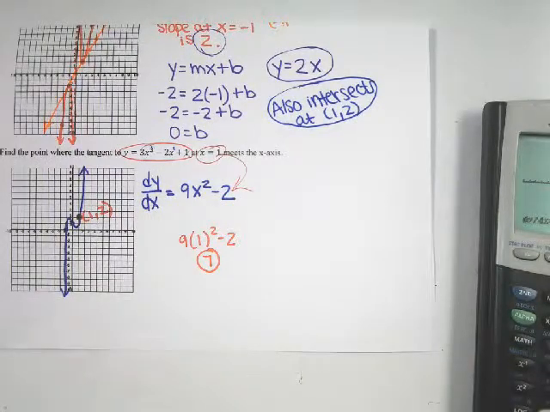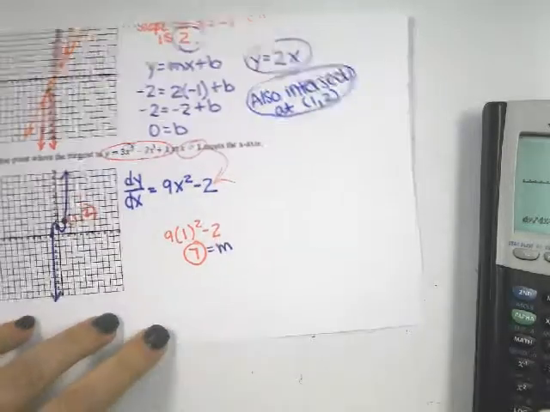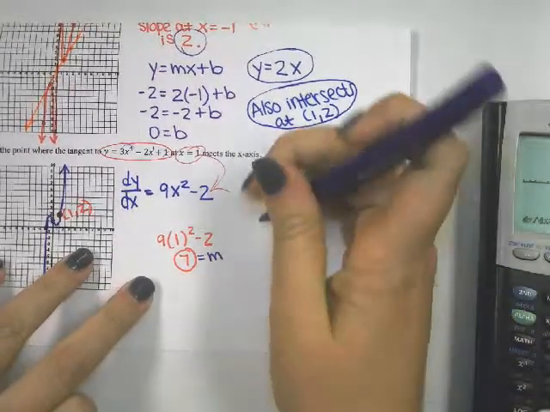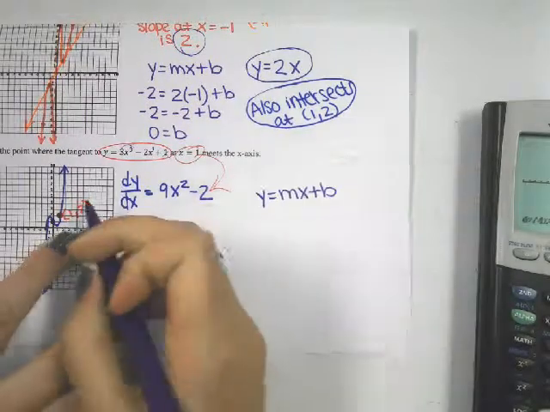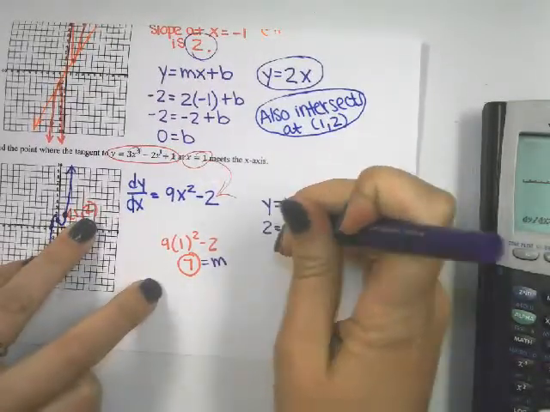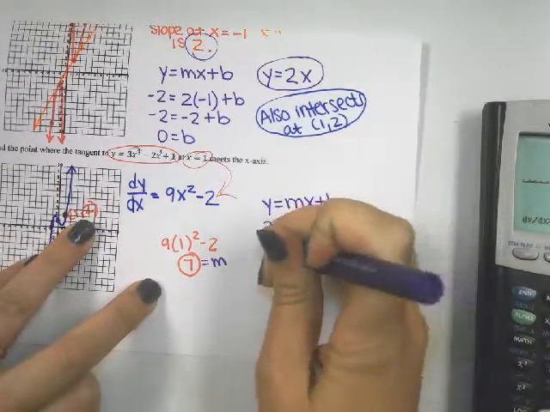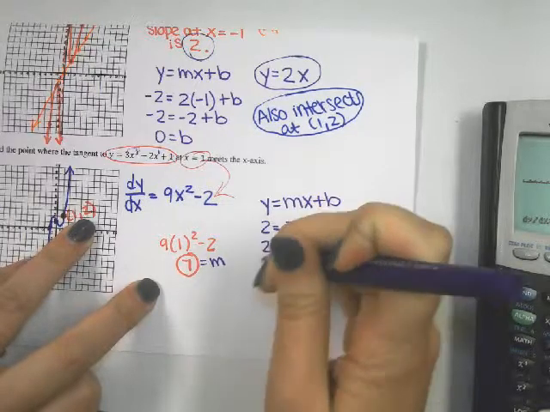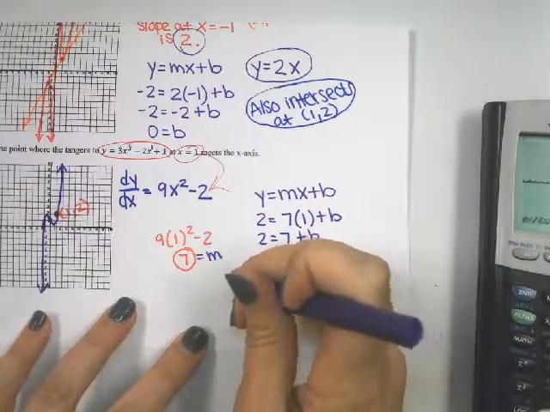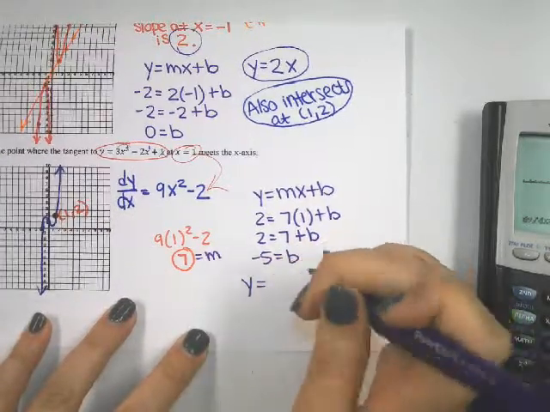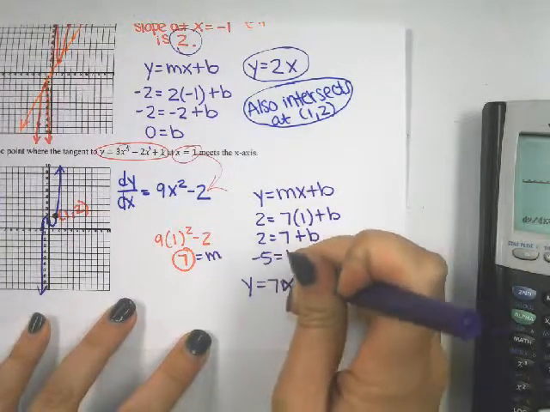And so we're going to use that point and this slope to write the equation of the tangent line. So my equation is y equals mx plus b. Y is 2. My slope is 7. X value is 1. 7 times 1 is 7. Subtract it over. So b is negative 5. That means the equation of my tangent line is y equals 7x minus 5.